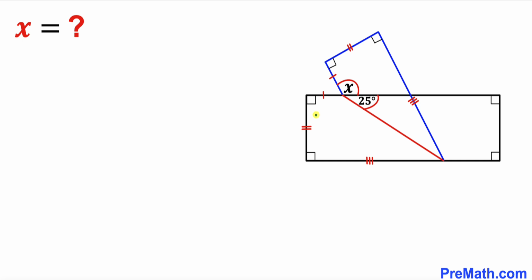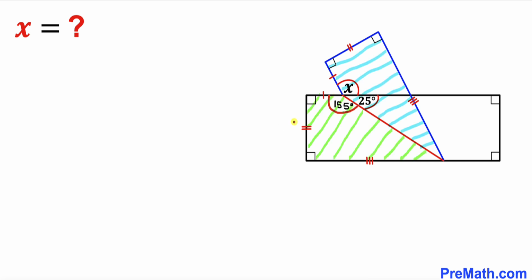Let's go ahead and get started. And here's our very first step. We know that this is our straight angle, which is 180 degrees, whereas this angle is 25 degrees. So therefore, this angle has got to be 180 minus 25. That is going to give us 155 degrees. So thus we conclude that this angle is going to be 155 degrees.